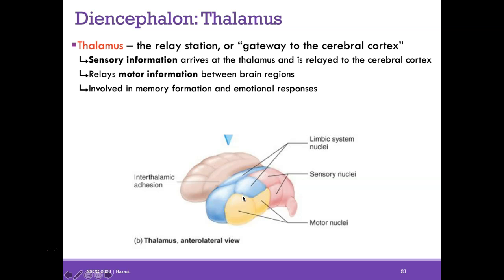And remember, there are two thalami that are semi-attached by this interthalamic adhesion. And there are sensory portions, there are motor portions, and there are limbic portions. So we said they have roles in memories and emotions, motor information, and sensory information.